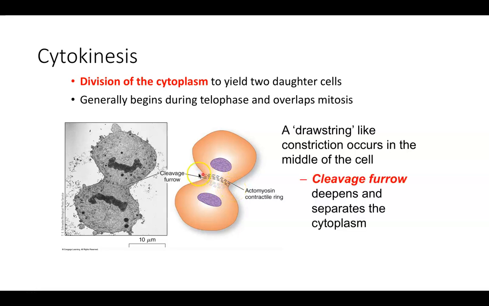And this little dip that forms here is called a cleavage furrow. Just like we know the word cleavage means split, from what we did with cellular respiration, a cleavage furrow is this little split, this little dip that occurs here. That's going to be where we can separate and deepen the cytoplasm.